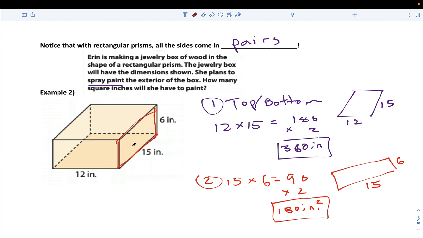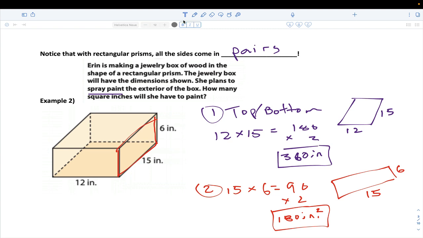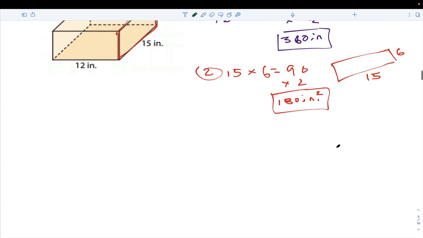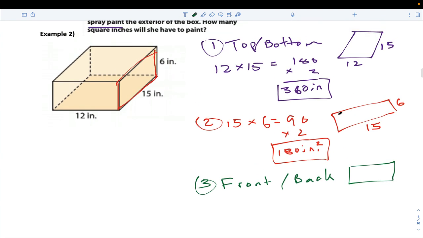Last sides. You've done the top and the bottom. You've done the two sides. The last pair you haven't done is the front and the back. Label number 3 with front and back. I'm going to sketch that one last time over here. My front and my back looks like this.